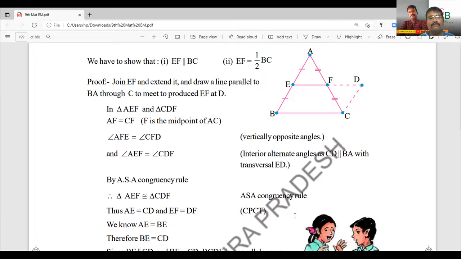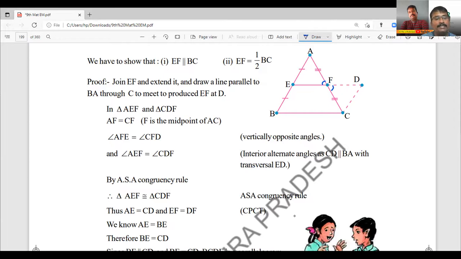Next, angle AFE is equal to angle CFD. These are vertically opposite angles, and vertically opposite angles are always equal.